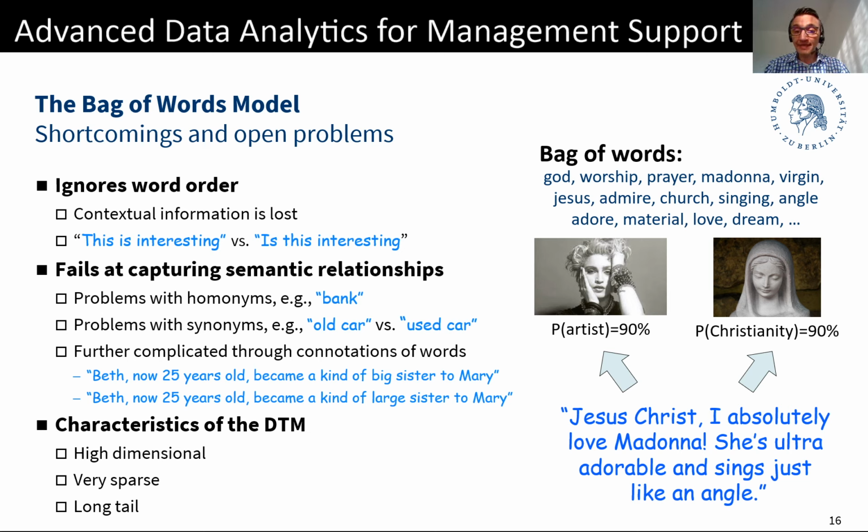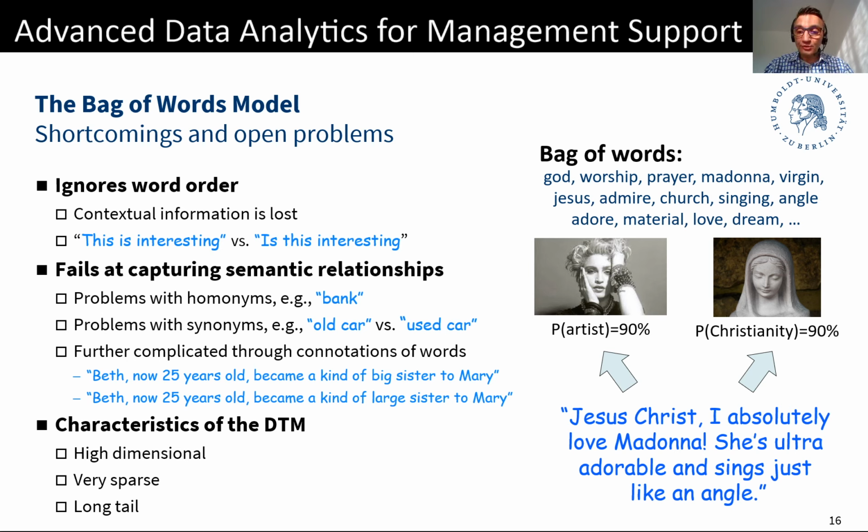And this is especially complicated when there are subtleties involved. Connotations of words. Beth became a big sister to Mary, or a kind of large sister to Mary. Well, if that does not make sense to you, note that one of these two versions has a mean connotation, or negative connotations in a way.